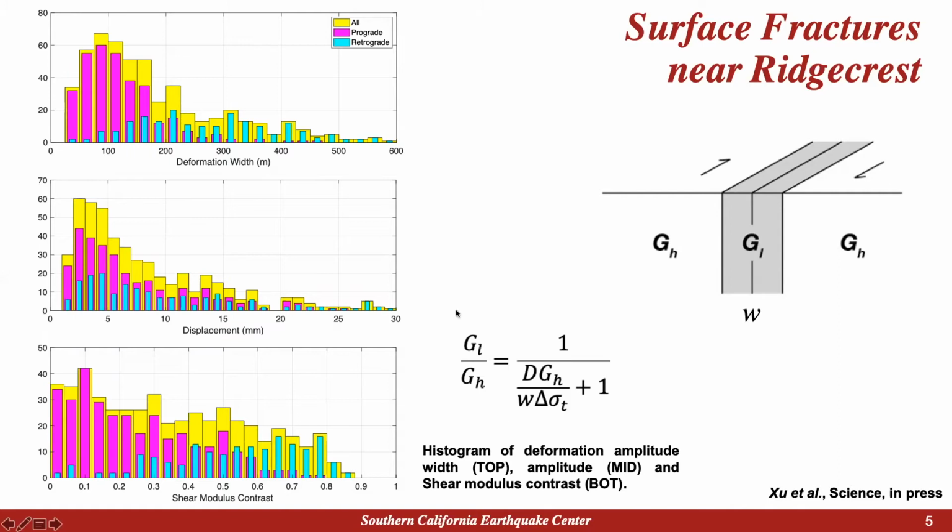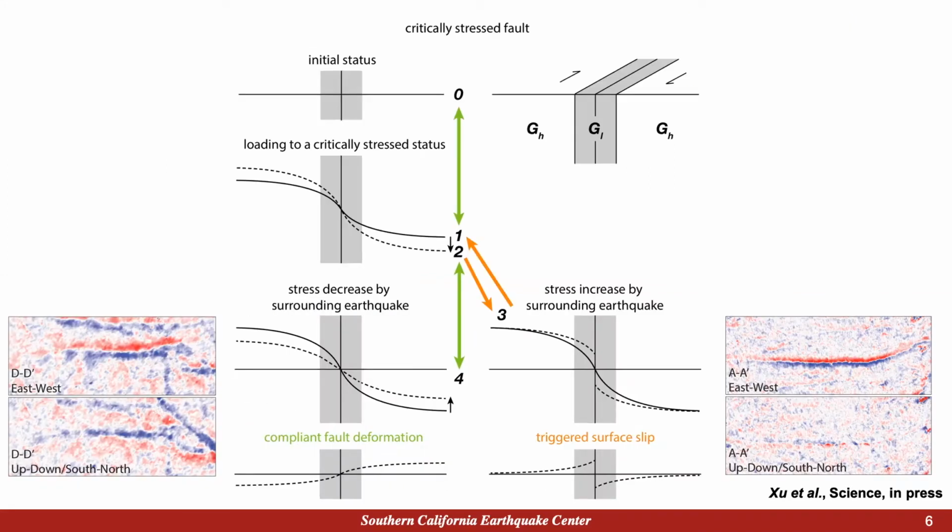If we look at the formula, the deformation over width term produces these very low ratios when a much sharper step occurs at the surface, and thus the prograde fractures are likely to be frictional slip, and the retrograde ones are likely to be compliant fault deformation. So we developed a conceptual model to explain these observations. We assume all shallow faults are loaded into a critically stressed status from tectonic forces.